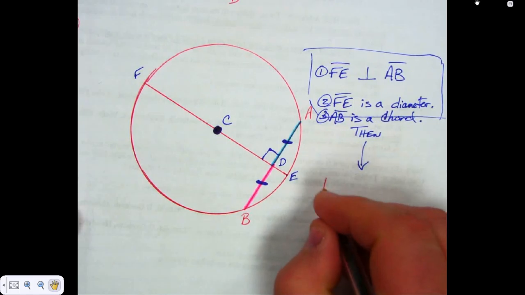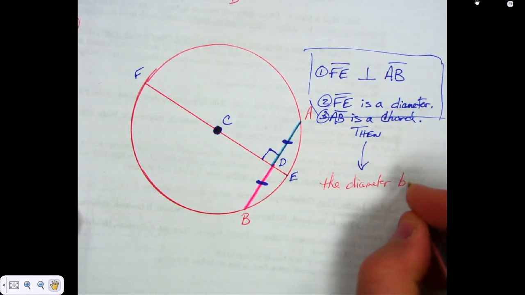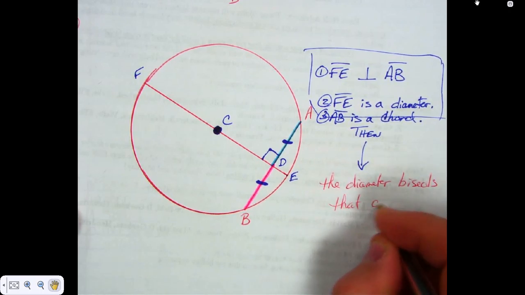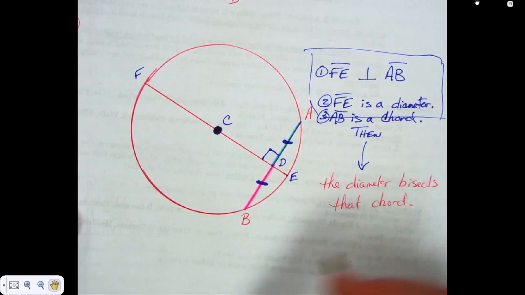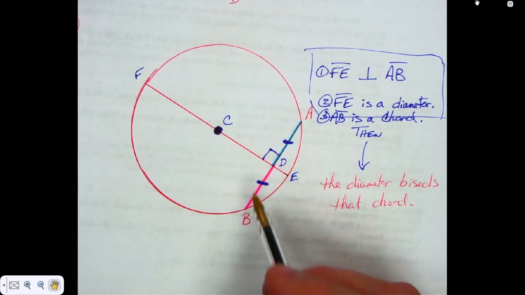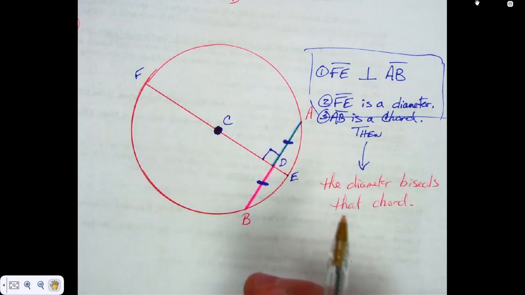So then we could say the diameter bisects that chord. And that's it? Yep. So anytime a diameter is perpendicular to a chord, what does it do to that chord? Bisects it. Cuts it in half.